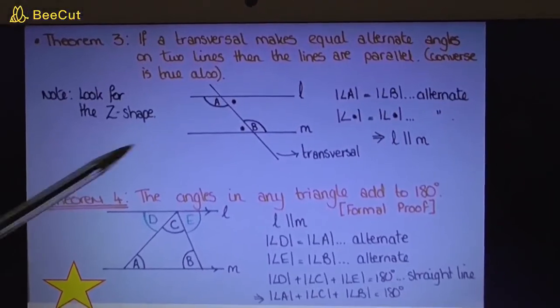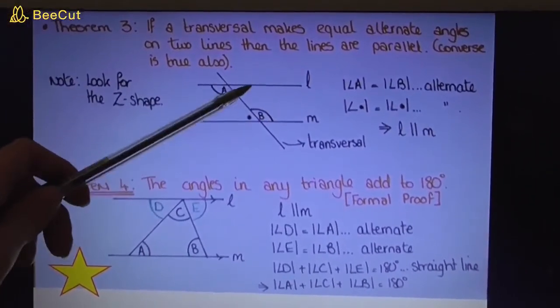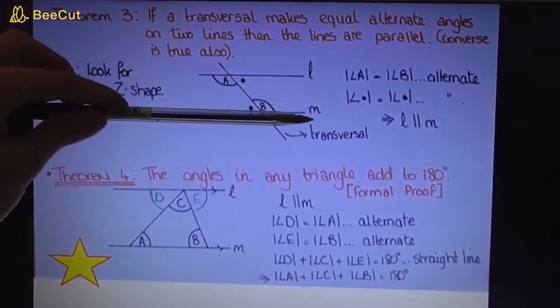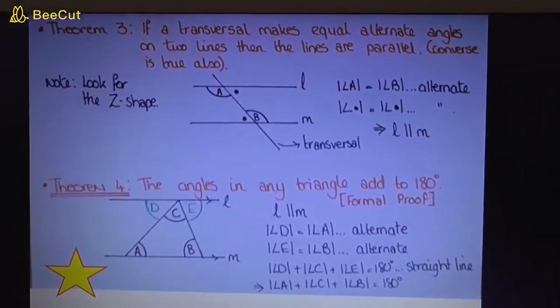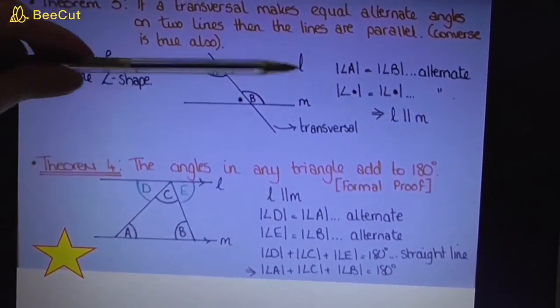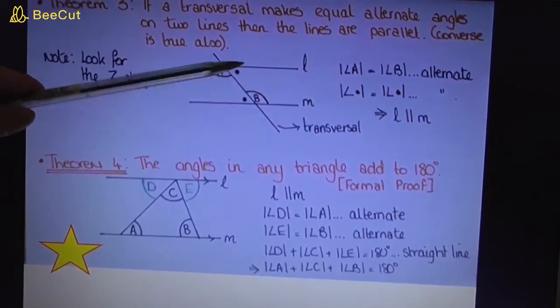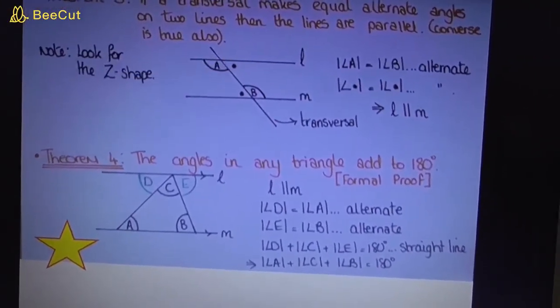Okay, that would tell us then, if I'm told that A is equal to B and that this is equal to this, that's telling me that line L must have been parallel to line M. Okay, so that's theorem 3. And the converse: if you're told that line L and M are parallel, then you can automatically assume that angle A and B are equal and these 2 angles are also equal.